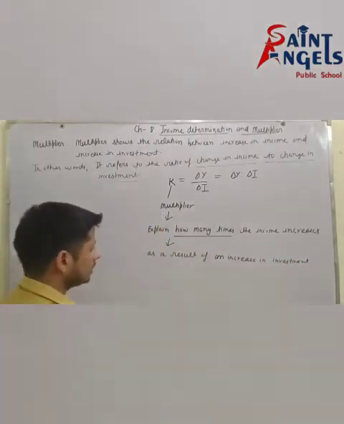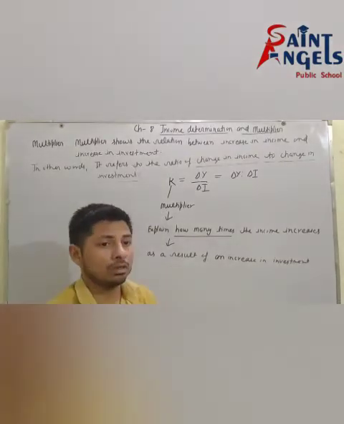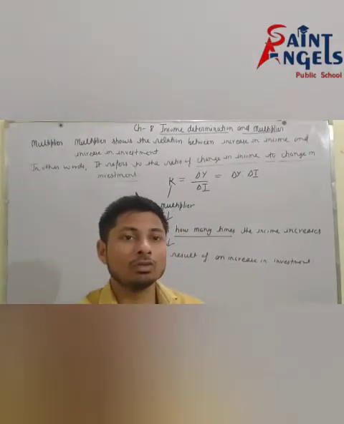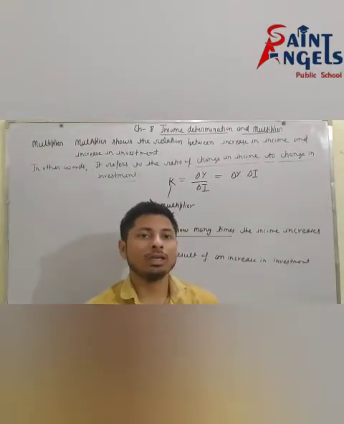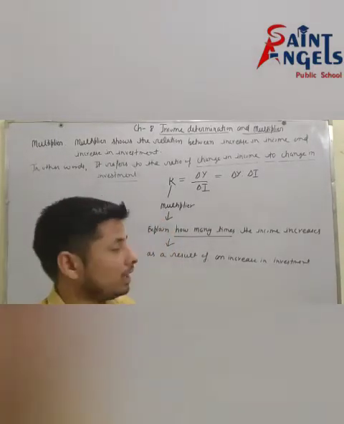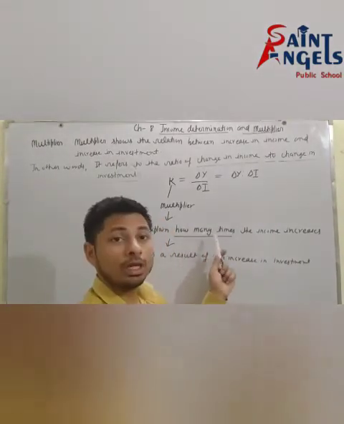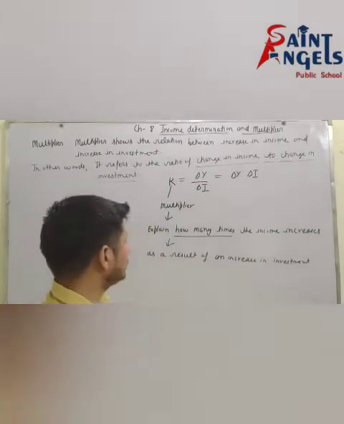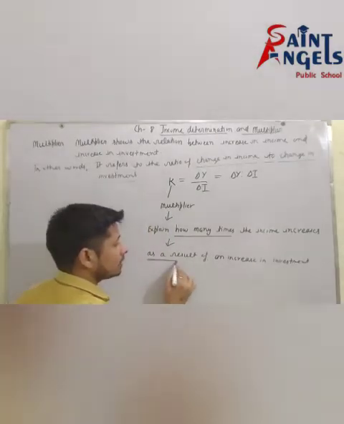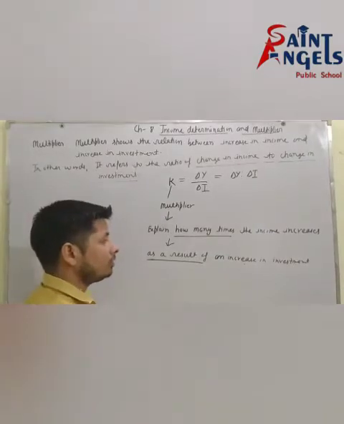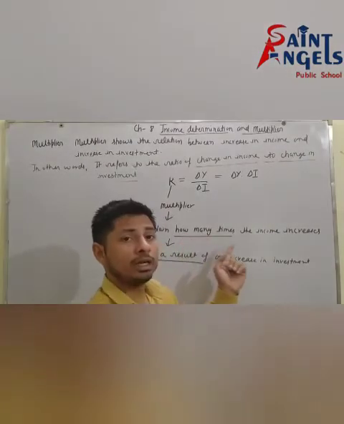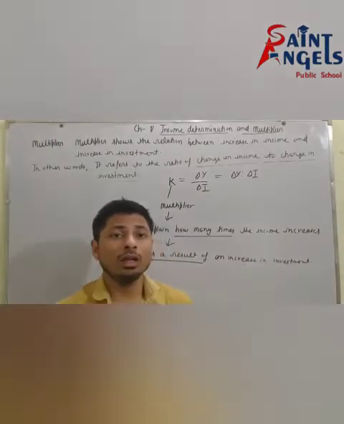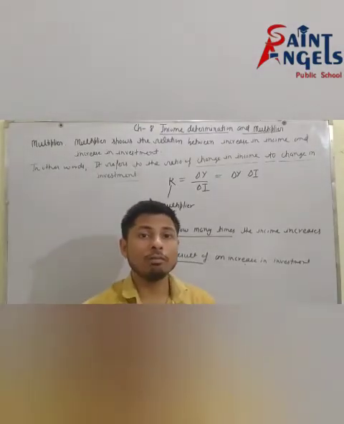Explain means in simple terms. Please try to understand the meaning of multiplier in simple language. Multiplier shows or explains how many times the income increases as a result of an increase in investment, or you can say, how many times the income increases due to increase in investment. So this is the meaning of multiplier.